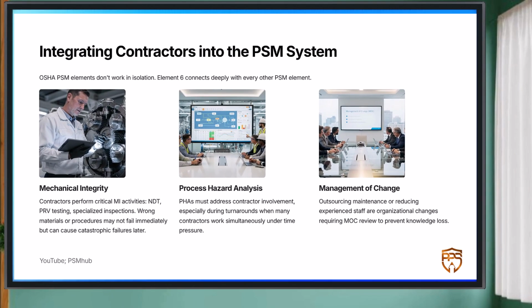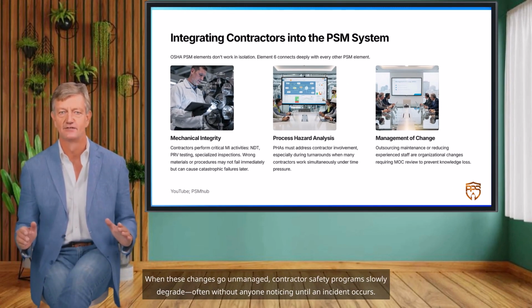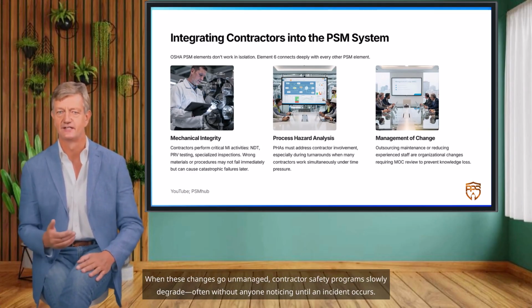Another critical link is with management of change. Changes in how a facility uses contractors can themselves be process safety changes. Outsourcing maintenance that was previously done in-house, or reducing experienced staff and increasing reliance on contractors are organizational changes that should trigger an MOC review. Without MOC, institutional knowledge can be lost, oversight capability can weaken, and contractor supervision can decline. When these changes go unmanaged, contractor safety programs slowly degrade, often without anyone noticing until an incident occurs.